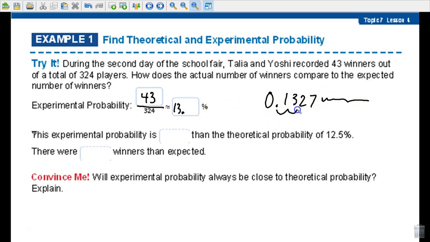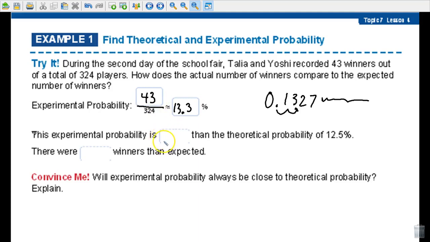So I move the decimal over, and then this 2 is going to either round up or down because of this 7. 5 or more, let it soar. So that 2 is going to turn into a 3. Our percentage is 13.3%.